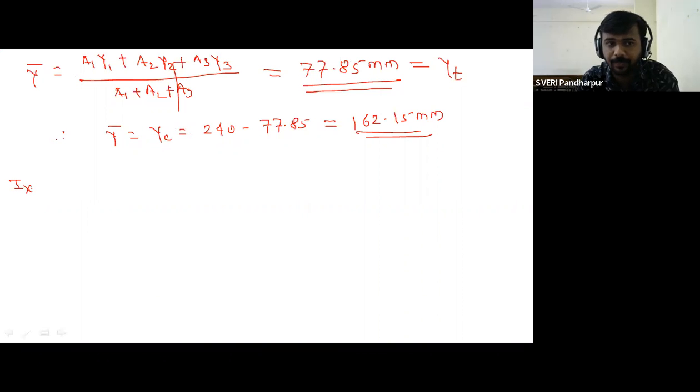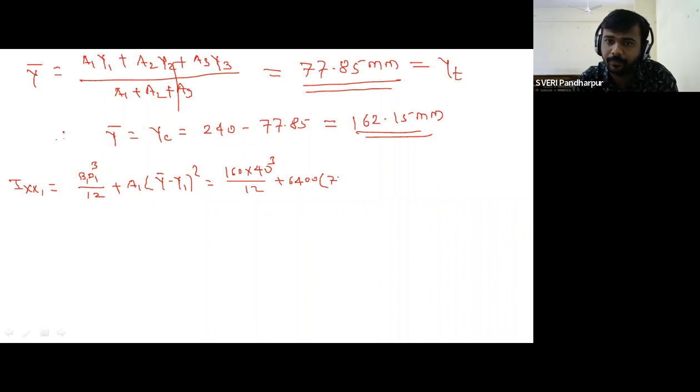So first, Ixx1 is equal to B1 D1 cube divided by 12 plus A1 in bracket y bar minus y1 bracket square. So 160 into 40 cube divided by 12 plus 6400 in bracket 77.85 minus first y1 is equal to 40 bracket square. Now do the calculations properly.